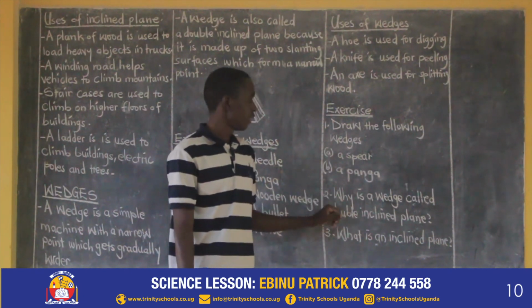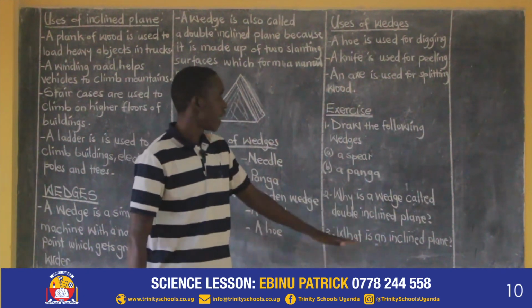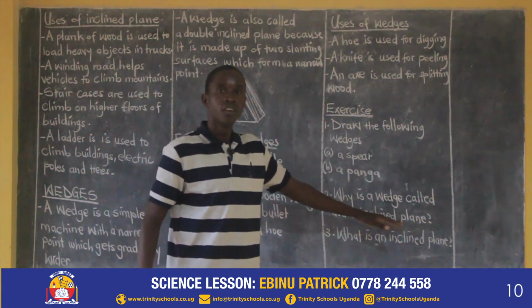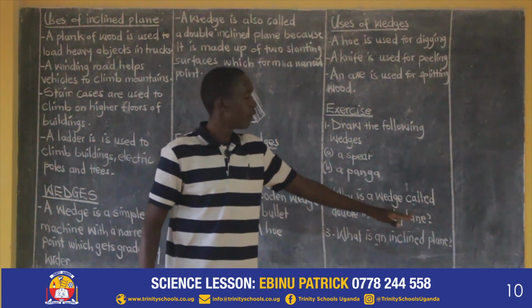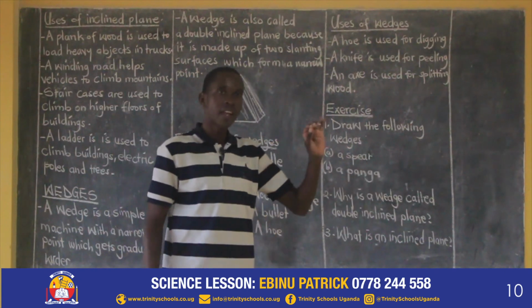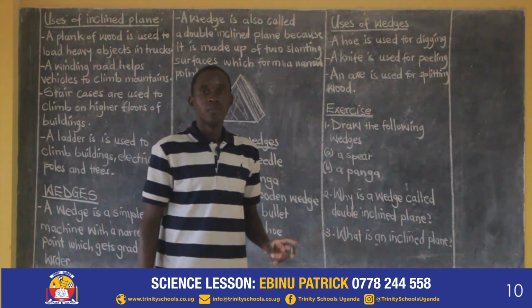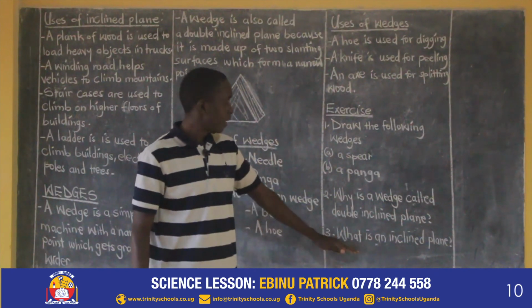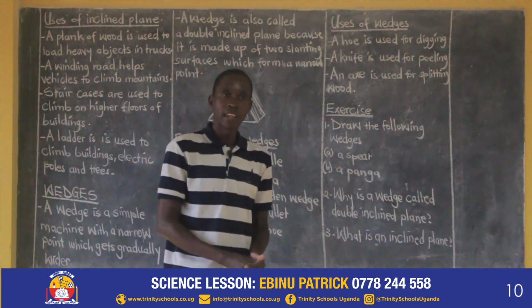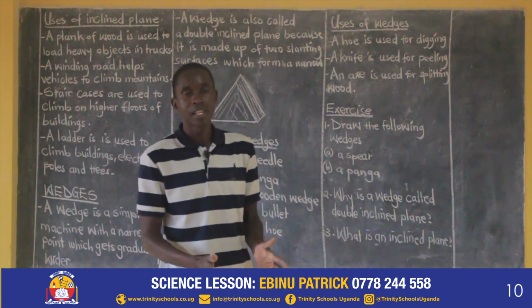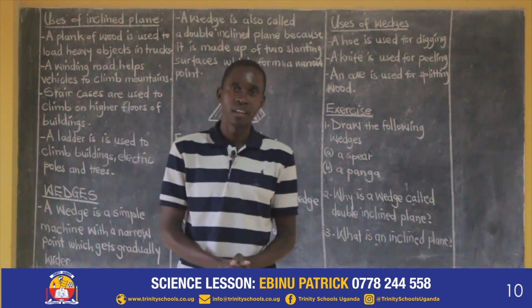Question number 2 is saying, why is a wedge called a double inclined plane? That answer, I gave it when I was explaining. Then number 3, what is an inclined plane? What do you understand by the term inclined plane?